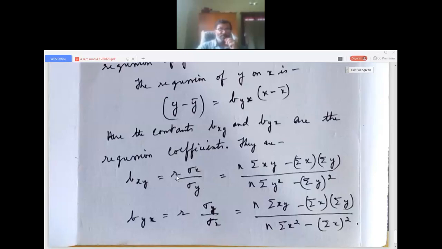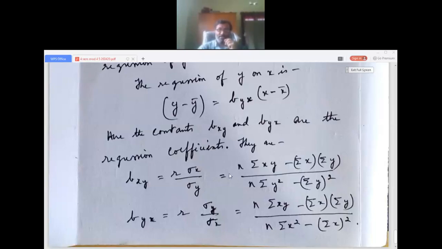Okay, what is this r? We'll see later. That's the rank correlation or the coefficient of correlation. R into sigma x, where sigma x means standard deviation of x and sigma y means standard deviation of y. Mostly we are using this formula in your syllabus, r into sigma x by sigma y.